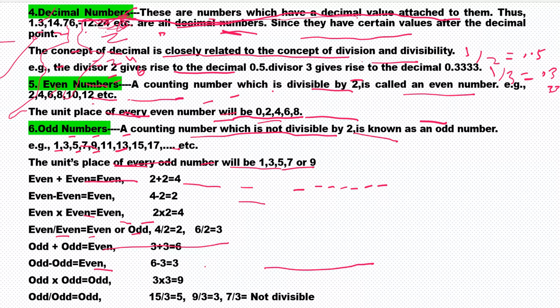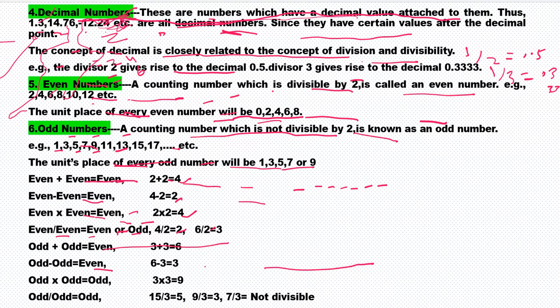Here, even plus even is equal to even. For example, 2 plus 2 is 4. Even minus even is equal to even: 4 minus 2 is equal to 2. Even into even is equal to even: 2 into 2 is equal to 4. Even divided by even may be even or odd: 4 by 2 is equal to 2, 6 by 2 is equal to 3.